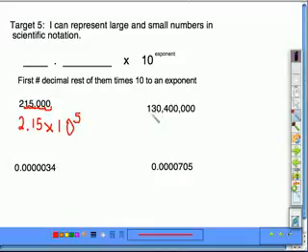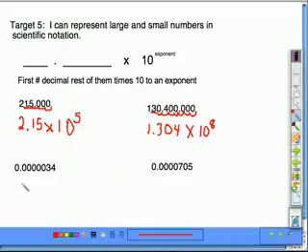We have 130,400,000. First number, decimal, the rest of them, the rest of the significant digits is 304, times 10 to an exponent. Our exponent here will be 1, 2, 3, 4, 5, 6, 7, 8, because I moved the decimal 8 places.